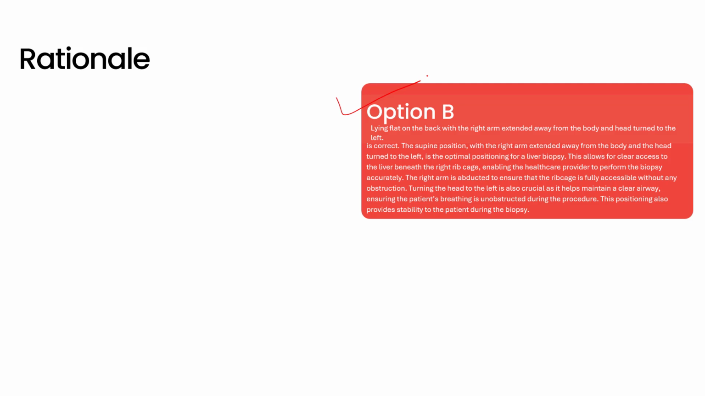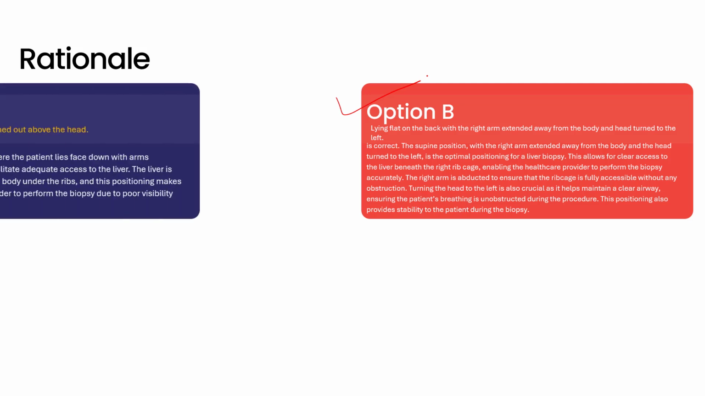This allows for clear access to the liver beneath the right rib cage, enabling the healthcare provider to perform the biopsy accurately. The right arm is abducted to ensure that the rib cage is fully accessible without any obstruction. Turning the head to the left is also crucial as it helps maintain a clear airway, ensuring the patient's breathing is unobstructed during the procedure. This positioning also provides stability to the patient during the biopsy.